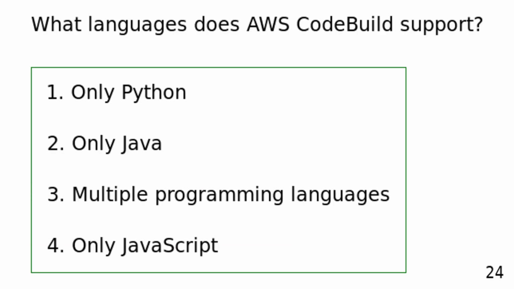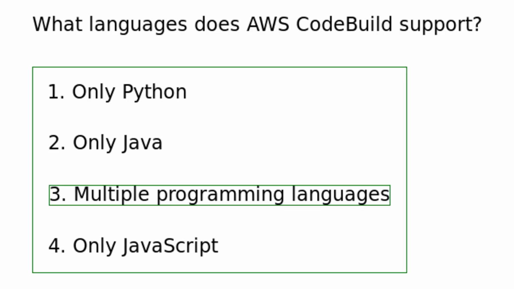What languages does AWS CodeBuild support? Only Python. Only Java. Multiple programming languages. Only JavaScript. AWS CodeBuild supports multiple programming languages such as Java, Python, Ruby, JavaScript, and more.